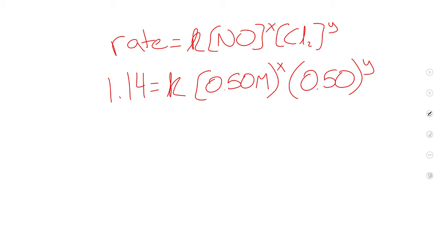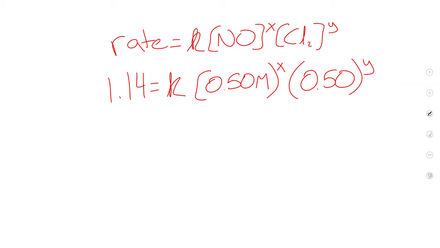Usually I'm sure there's a way to mathematically solve for K without knowing X and Y, but that's not the easiest way to do it. The easiest way is to figure out X and Y first, and then K is really easy to get. So the way we're going to do this is we're just going to take any two lines and compare them, and you fill them in right underneath each other.